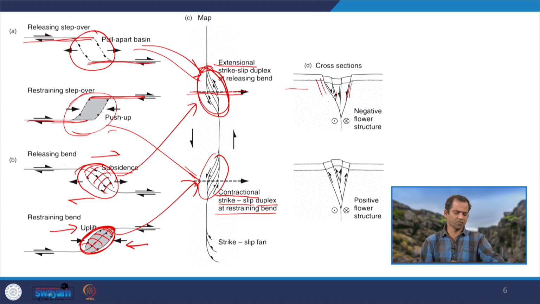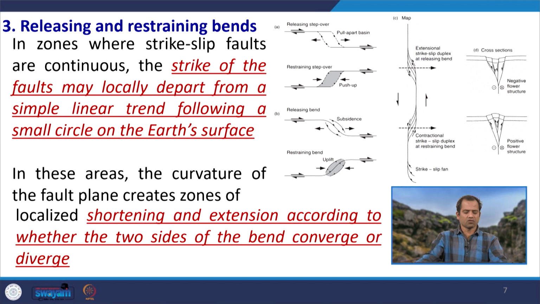And here, if I take a cross section, these reverse faults are developed due to compression, and each reverse fault is moving up, and finally we are getting a positive topography here. Here we are getting a negative topography. So, there are another two terminologies, called the releasing bend and the restraining bend.